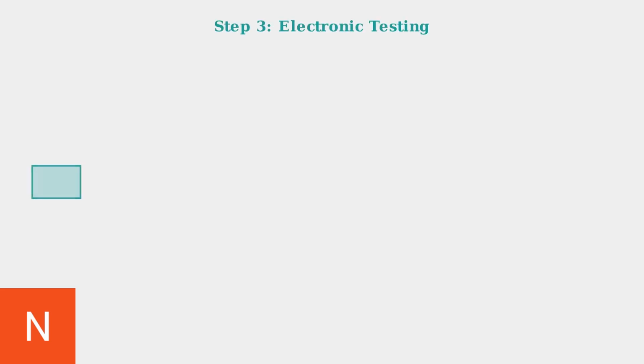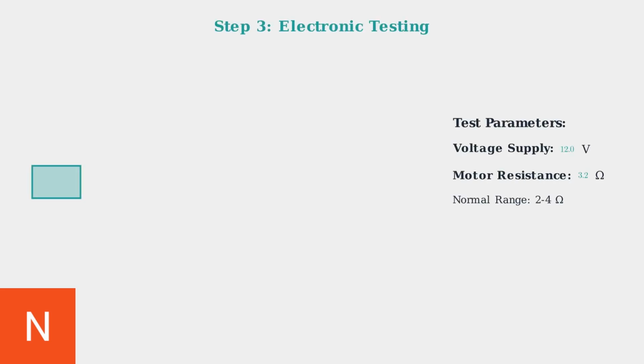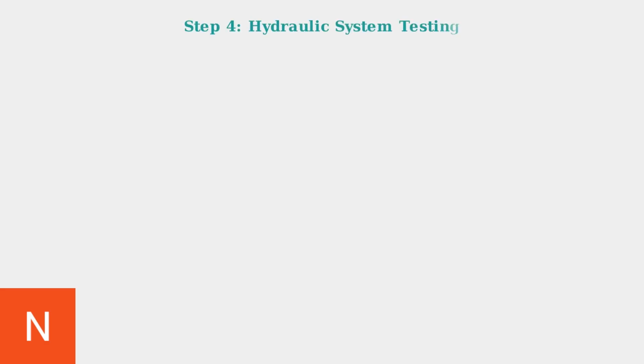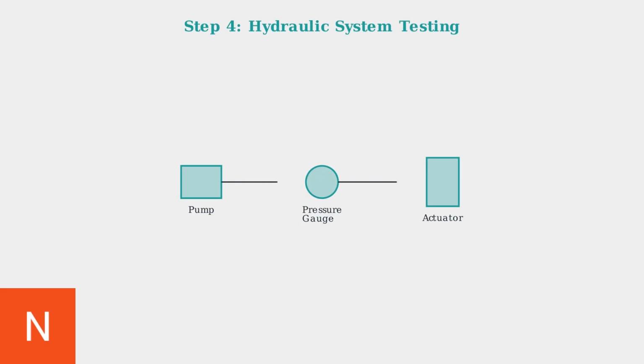Electronic testing involves checking voltage supply, measuring motor resistance, and verifying sensor output signals. Use a digital multimeter to test these electrical parameters. Hydraulic system testing measures pressure and flow rate.